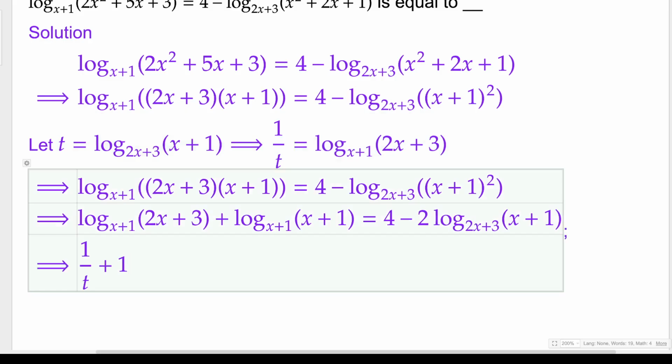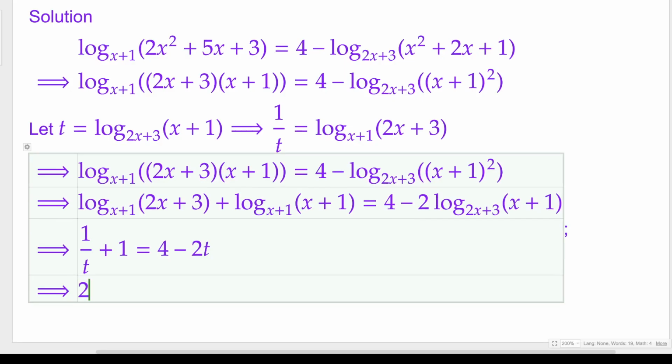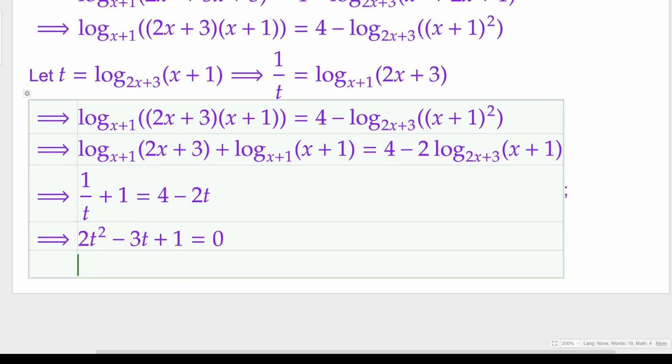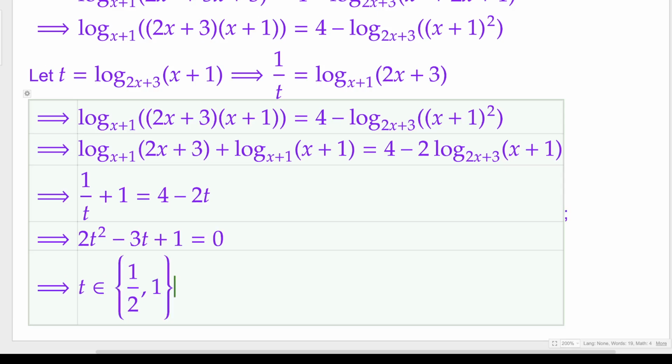So 1 by t, and the log of the argument is the same as the base, and considering the logarithmic factor remains defined, this will be 1. Now this will be 4 minus 2 times, and if you observe, this is nothing but t. So this is 2 times t. Now on resolving this expression further, we get 2t square minus 3t plus 1 equal to 0. On resolving this quadratic expression, we'll get t in the set: one solution will be 1 by 2 and the other will be 1.